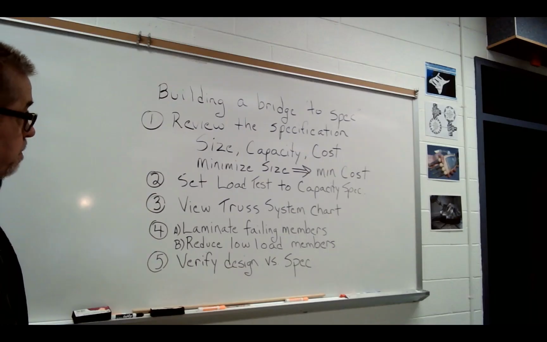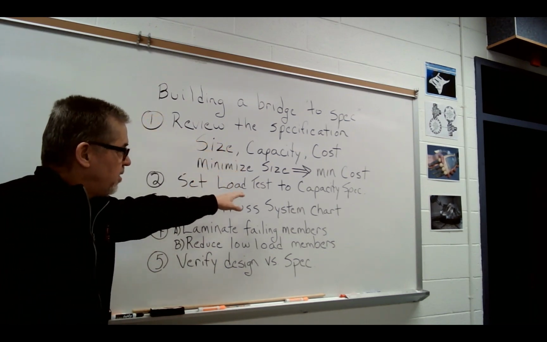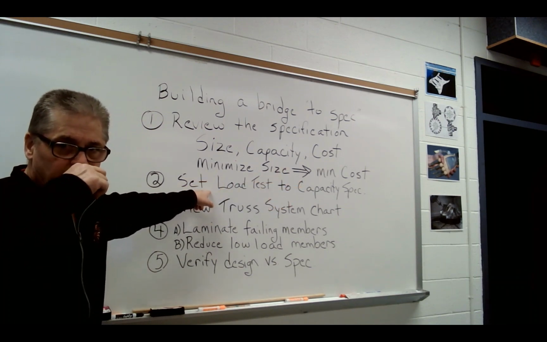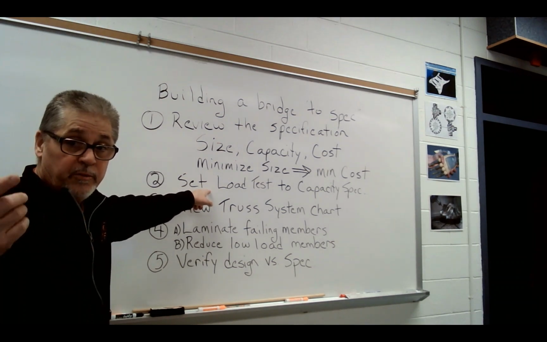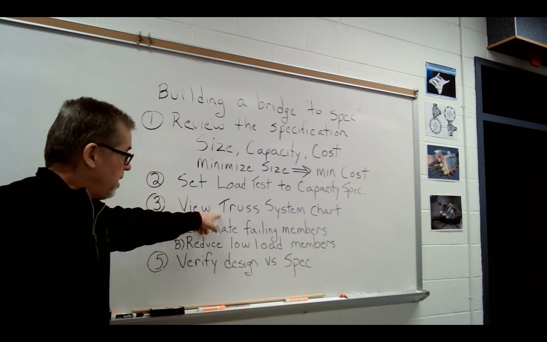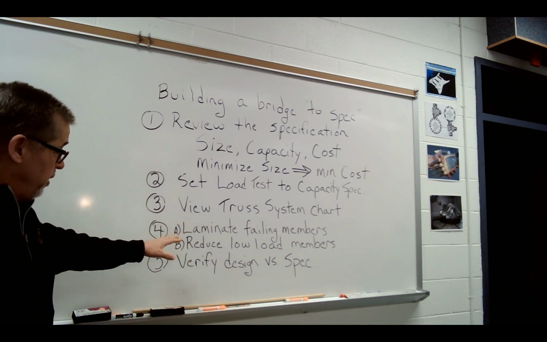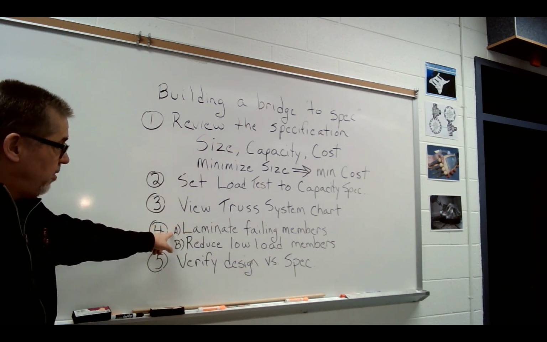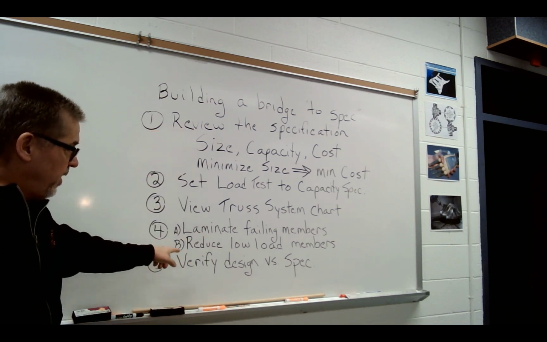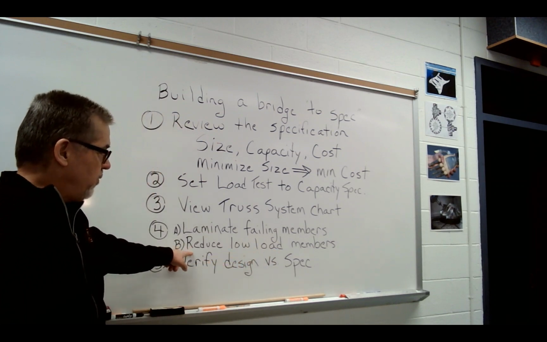So yeah, review that. Review the spec, and then take the capacity that's in the spec and set up that line chart for you that shows you which members need to be improved and which ones can actually be made cheaper. And that's your very next step. Click on the truss system, say I want to see it, and it's going to draw that line chart for you. And you're going to go through, and the members that are failing, you're going to laminate them.